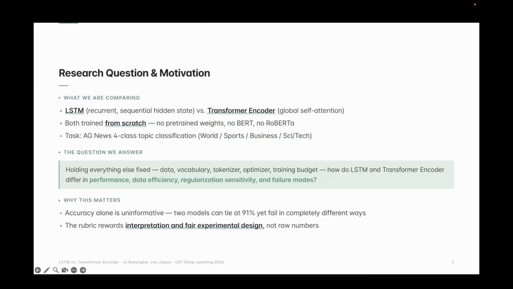Here is our question. If we fix everything else, such as the data, vocabulary, optimizer, and budget, then the only thing left to explain a difference is the architecture. We use AG News because it's clean and balanced. The key point: two models can both reach 91% yet fail on completely different inputs, and that gap is what we study.